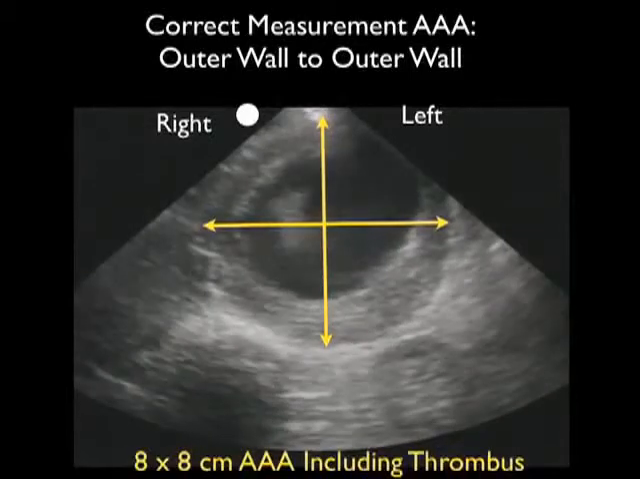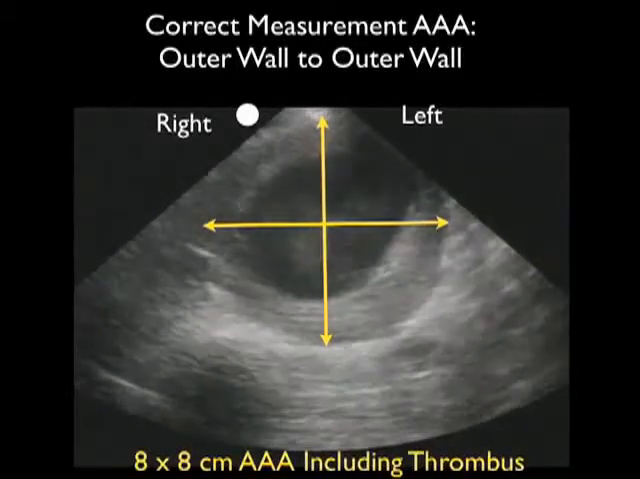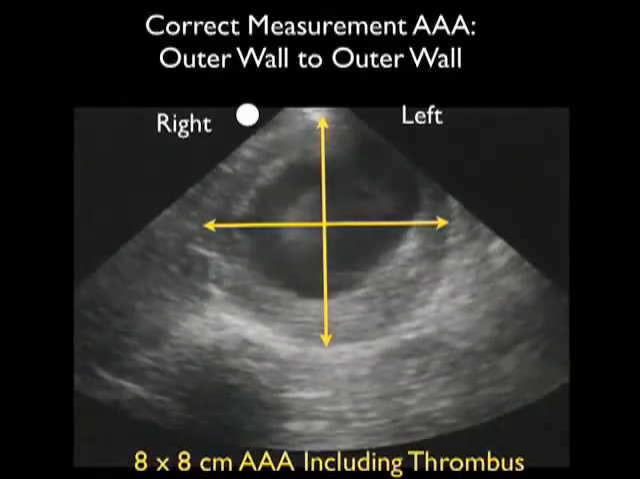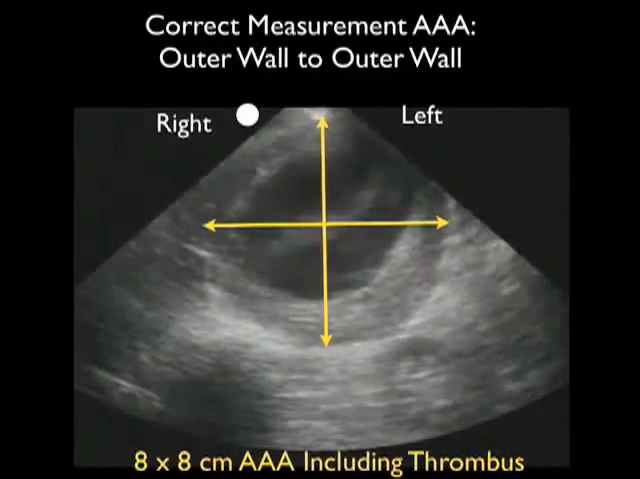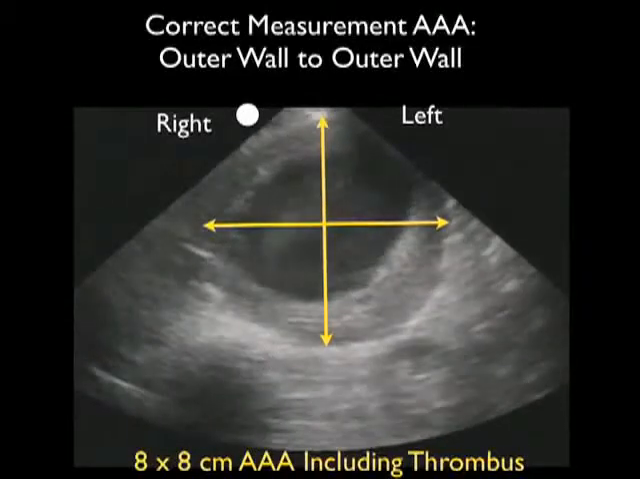Here are the correct dimensions of the abdominal aortic aneurysm, and notice here that we're measuring anterior, posterior, and laterally, including the thrombus that coats the outer walls of this abdominal aortic aneurysm, in addition to the true lumen, and we get an outstanding number of 8 by 8 centimeters on this AAA.